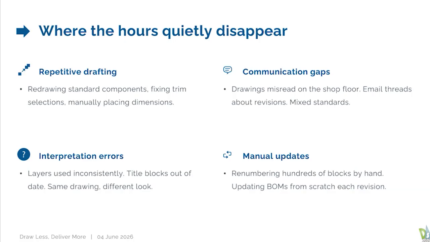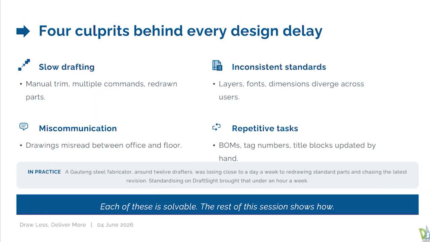And then also manual updates. There are certain tasks that designers and draftsmen do continuously and redundantly, where automation tools are available that can solve these. So there are four culprits behind every design delay. I've myself worked in a design department as well as a projects department, so this is from my experience and from interactions with other draftsmen that we encountered.